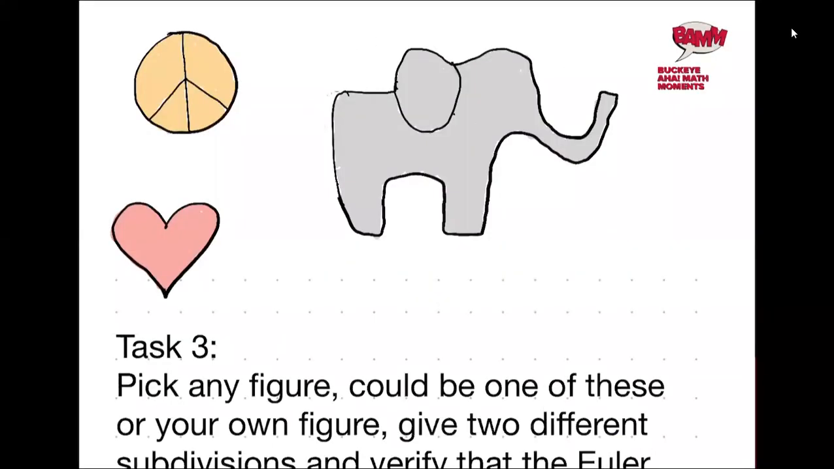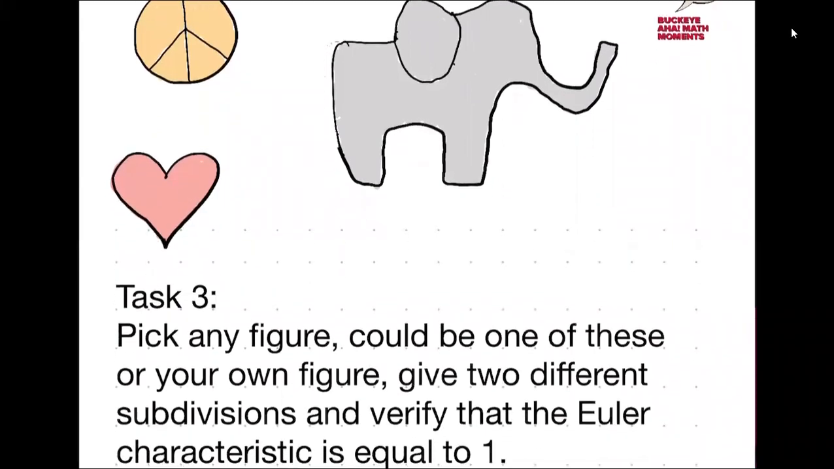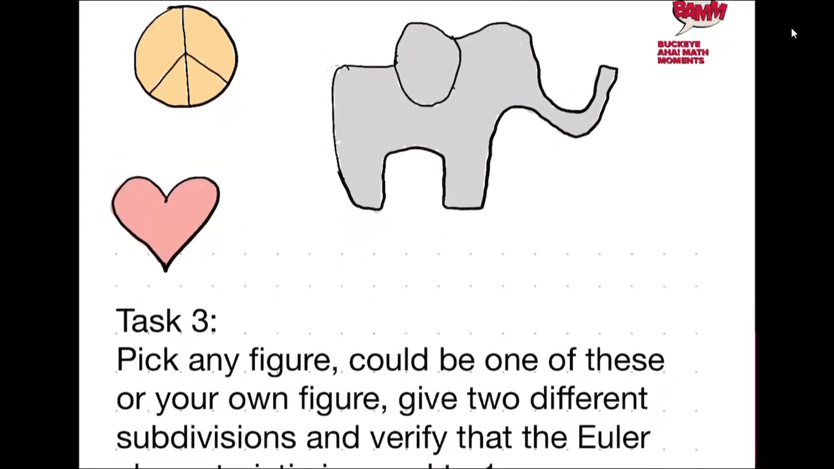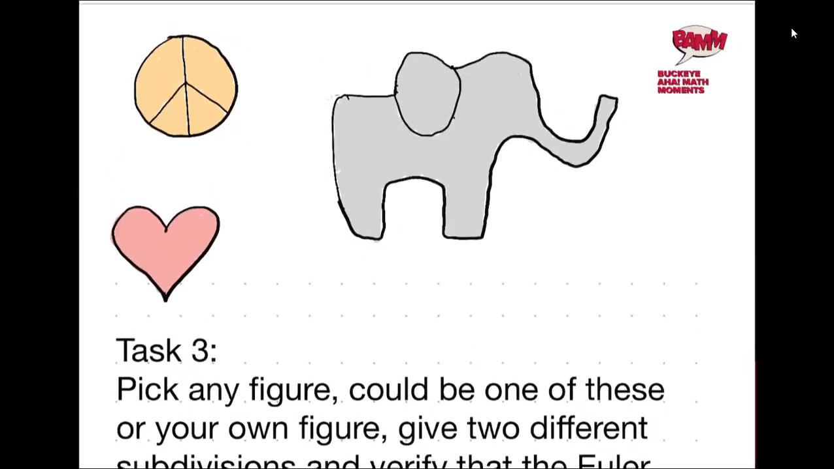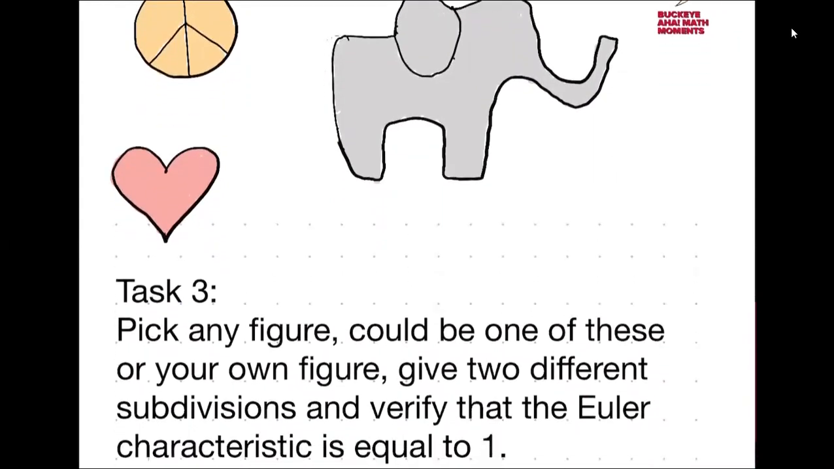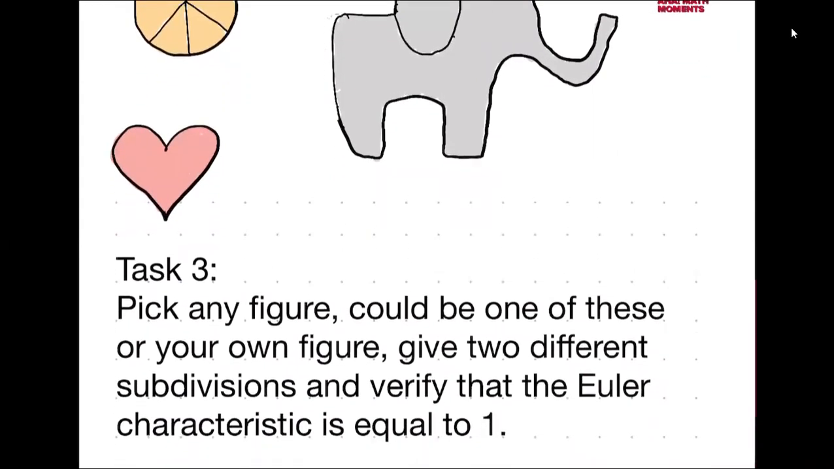Take a look at these shapes, and your next task is to pick any figure. Could be one of these, or you just make your own, or if you find something that you like in your house, use that. Give 2 different subdivisions of that object that you chose and verify that the Euler characteristic is indeed equal to 1.